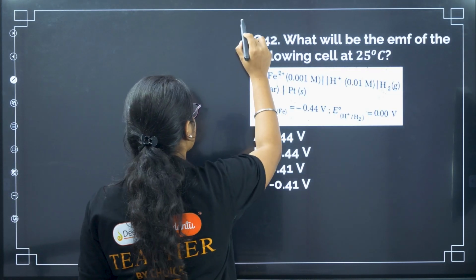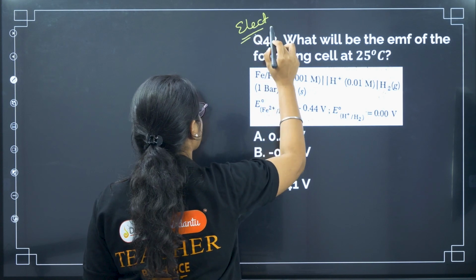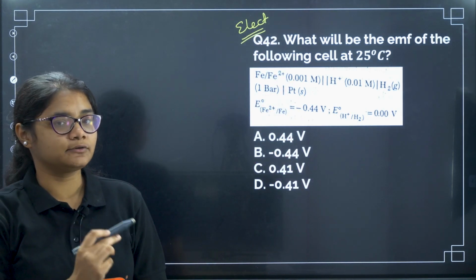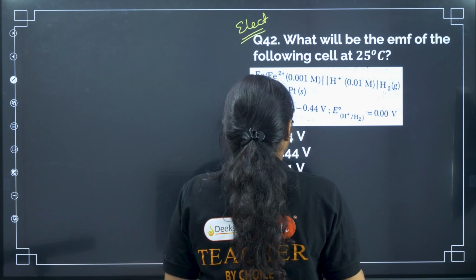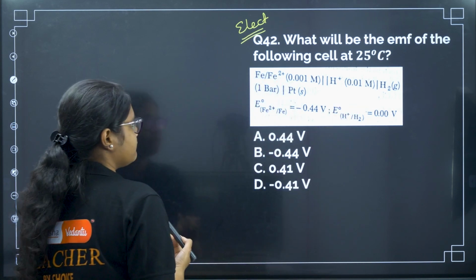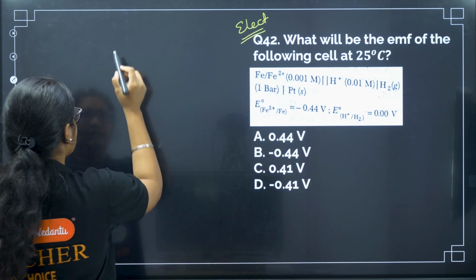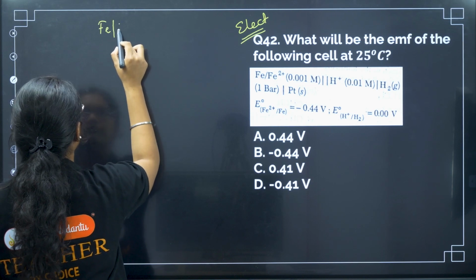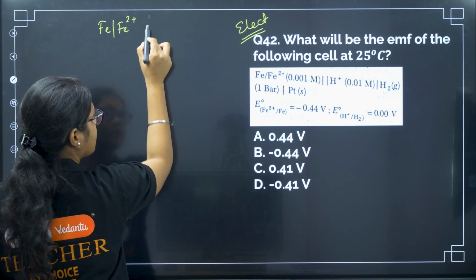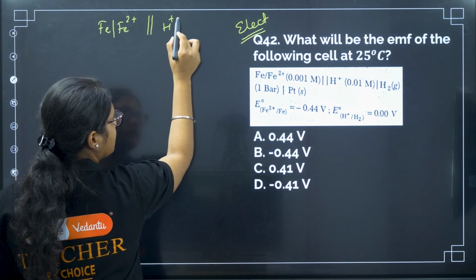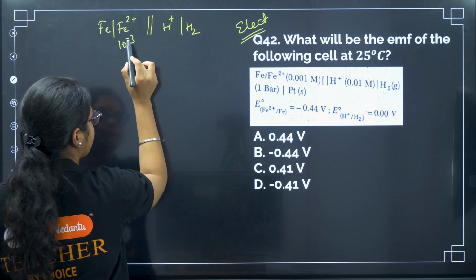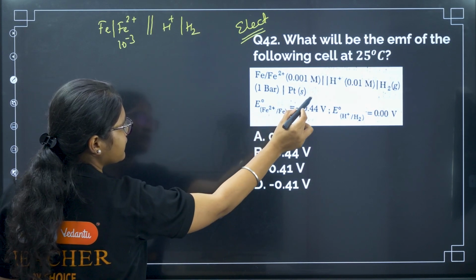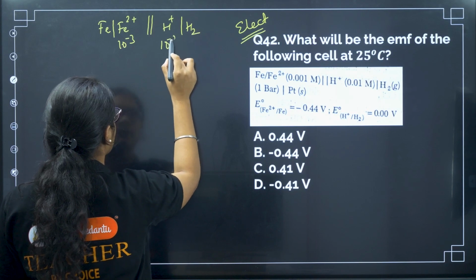Next question is from electrochemistry, an important, high weightage topic. 3 to 4 questions you will be getting from this chapter, so revise it properly. What will be the EMF of the following cell at 25 degrees Celsius? The cell given is Fe to Fe2+, and H+ to H2. Fe2+ concentration is 10 to the power of minus 3 and H+ concentration is 10 to the power of minus 2.